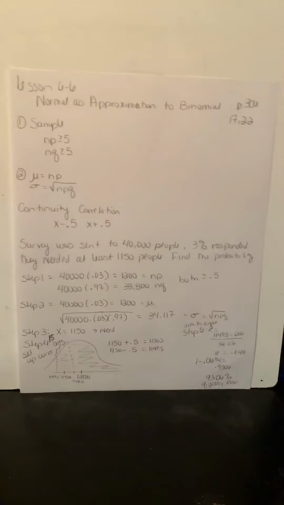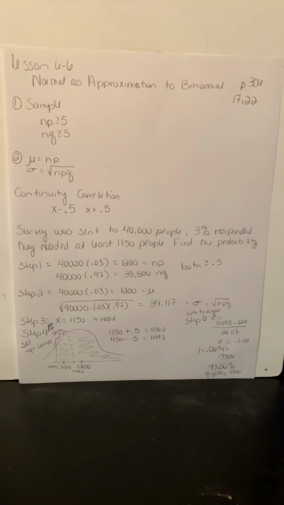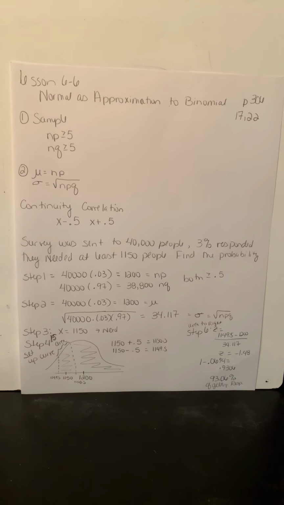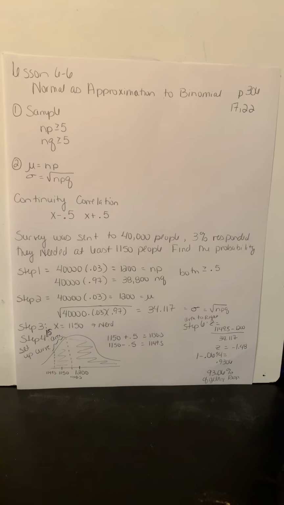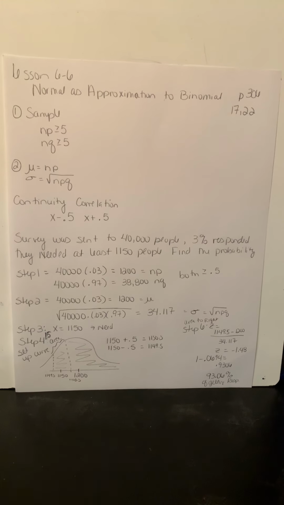Probability and stats. Today is lesson 6.6. Normal approximation to binomial. So I did this out in steps. I will also attach this sheet along with the book assignment so that you guys have that.